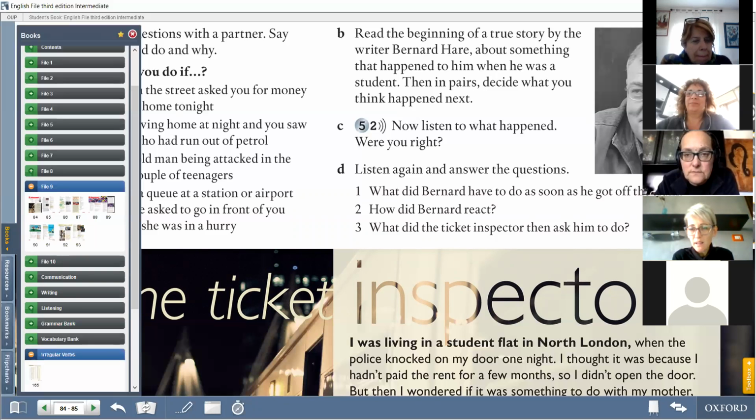I understand that he must change the train because another train was waiting for him. Yes, because the other train was waiting for him. So the first thing, he has to run to another platform, to take another train. Yes, that was waiting for him.